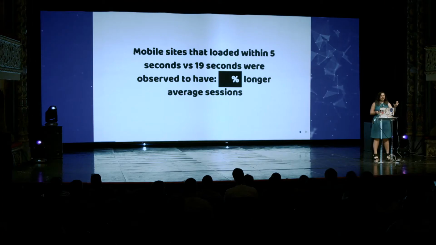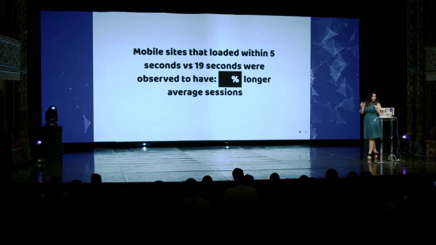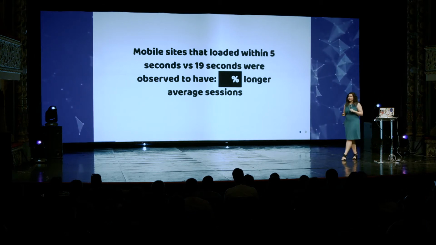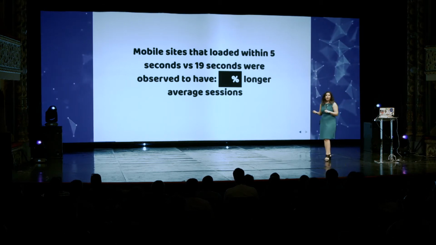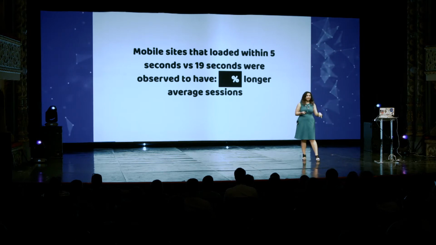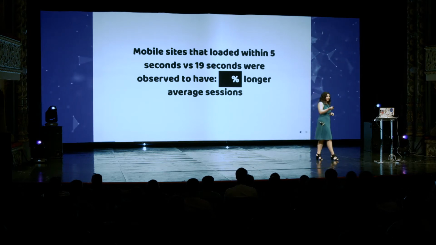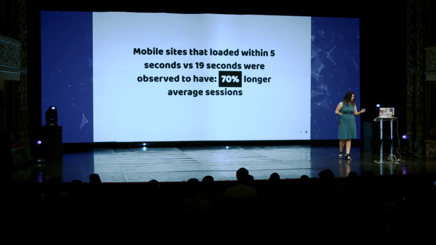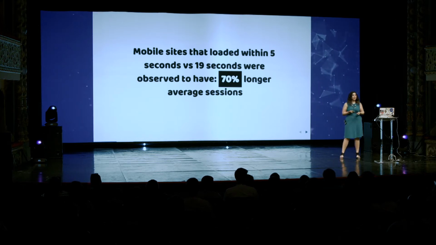So it took 19 seconds for the average mobile site to load over a 3G connection, which is not even a bad connection. So mobile sites that loaded within 5 seconds versus the average of 19 seconds were found to have how much longer average sessions? How much longer was a user on the site? 7, you said? 54? 70, so multiply that by 10. 70%, oh, you said 70.